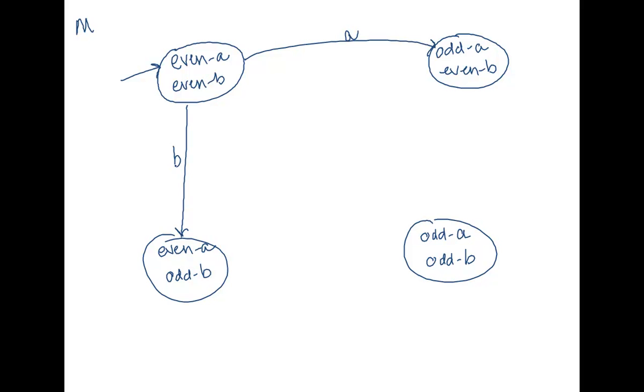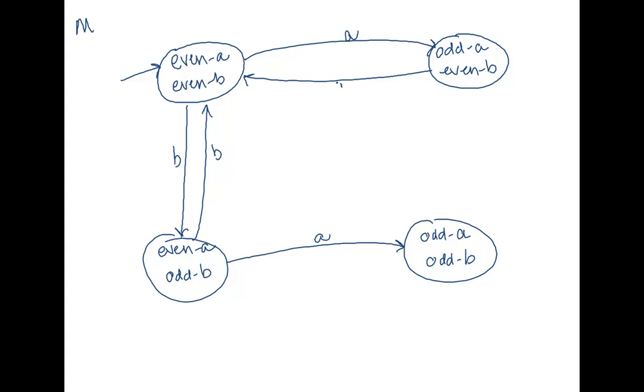So let's go to the state even A, odd B. If I see an A, I still have odd B's, but now I have odd A's as well. Whereas if I'm in even A, odd B, and I see a B, I still have even A's, but now I have even B's as well. So I go here. Okay, that's all the transitions for that state. Let's go to state odd A, even B. So if I see an A, I'm going to go to even A's, and the B's hasn't changed.